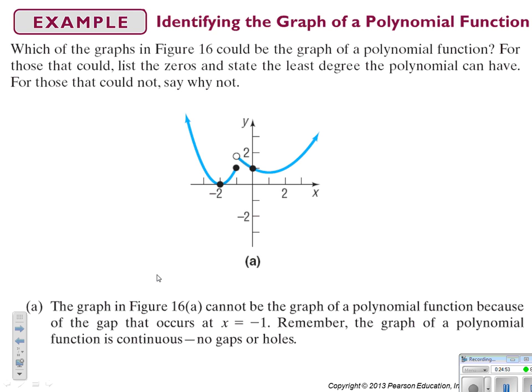Okay. Which of the graphs in figure 16 could be the graph of a polynomial function? For those that could, list the zeros and state the least degree the polynomial can have. For those that could not, say why not.